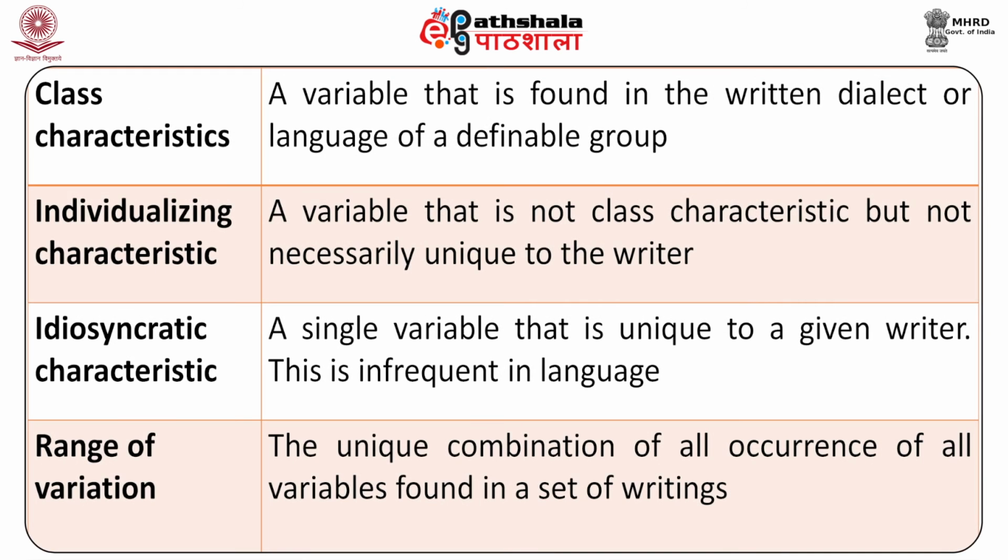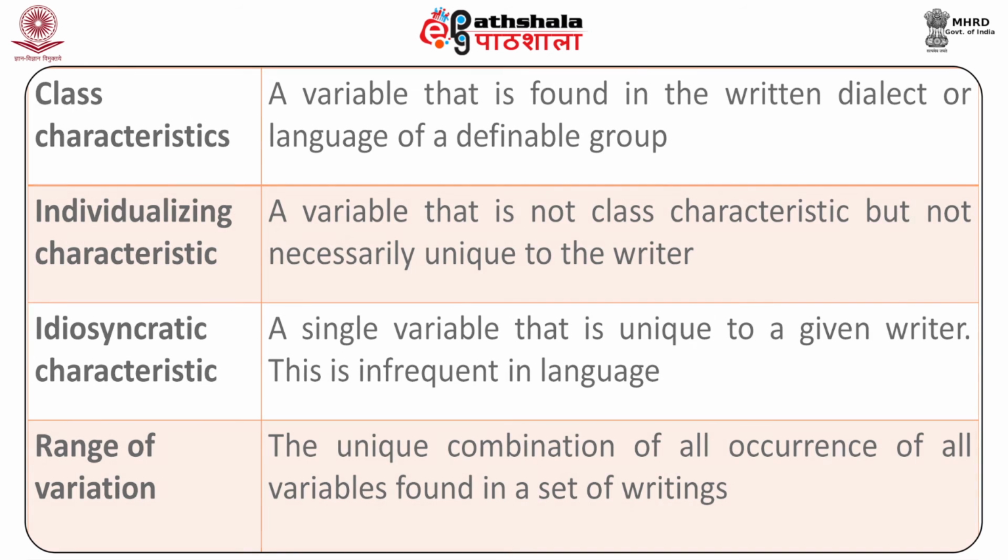Individualizing characteristic: a variable that is not a class characteristic but not necessarily unique to the writer. Idiosyncratic characteristic: a single variable that is unique to a given writer. This is infrequent in language. Range of variation: the unique combination of all occurrences of all variables found in a set of writings.